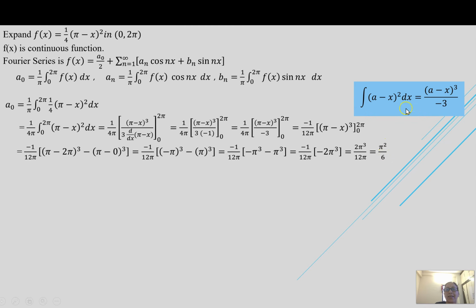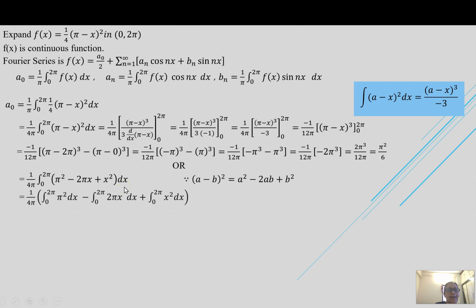So instead of using this procedure, you can use one more method. Let us see that. Here after writing this, after replacing this function f(x), instead of applying this formula directly, you can expand this bracket using the (a minus b) whole square identity. If you expand this (pi minus x) whole square using the (a minus b) whole square identity, you get pi square minus 2 pi x plus x square dx. Now after expanding this, apply this integration to each and every term which are in the bracket.